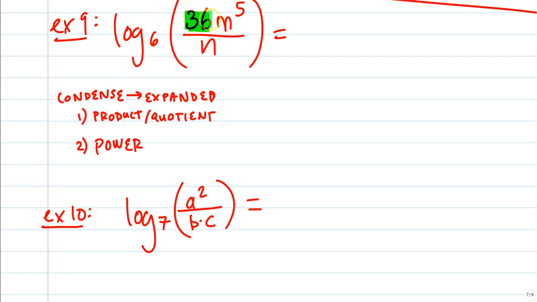We got a 36, we got an m to the fifth, and we got an n. There are 3 terms. That 36m to the fifth is not one term, because it's 36 times m to the fifth, and multiplication expands in logarithms. So since I have 3 terms, we will have 3 logs expanded.